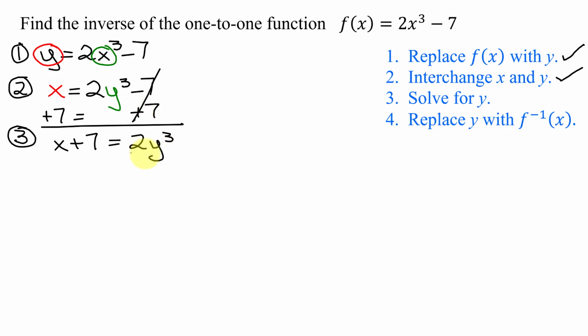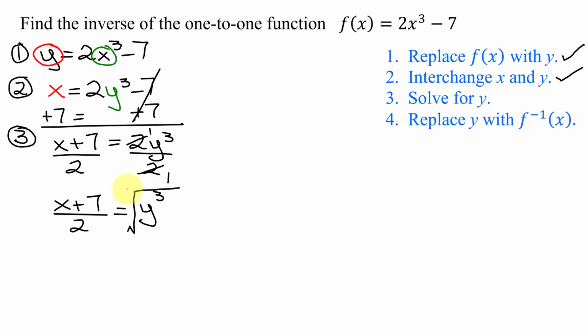Now to get the y cubed by itself, I have to divide both sides by 2. These 2's reduce, and so I get x plus 7 divided by 2 equals y cubed. Now what function undoes the cubing function? That's the cube root function. Remember, that's a radical sign with an index of 3.